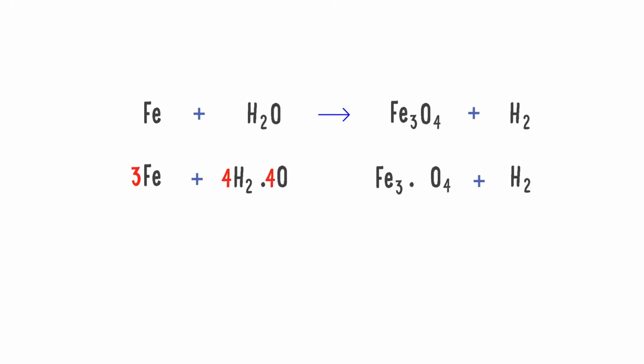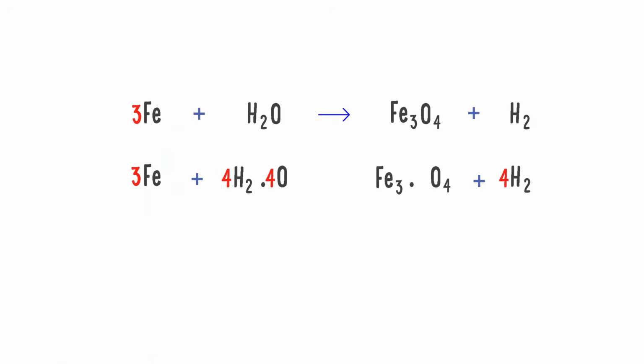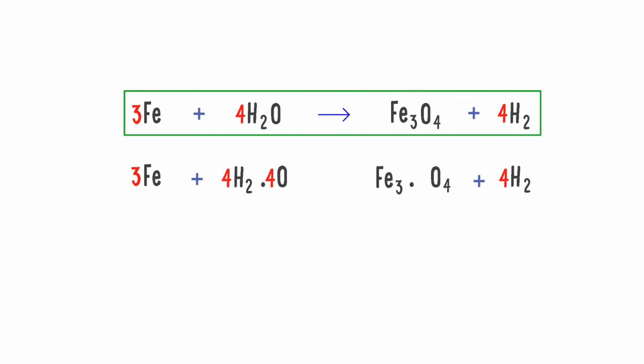Also multiply this hydrogen by 4 because 2 into 4 is equal to 8. 3 iron atoms, 3 iron atoms, 8 hydrogen atoms, 8 hydrogen atoms, 4 oxygen atoms, 4 oxygen atoms. So take this 3 and put it with iron. Take this 4 and put it with H2O. Take this 4 and put it with H2. This is the complete balanced chemical equation.